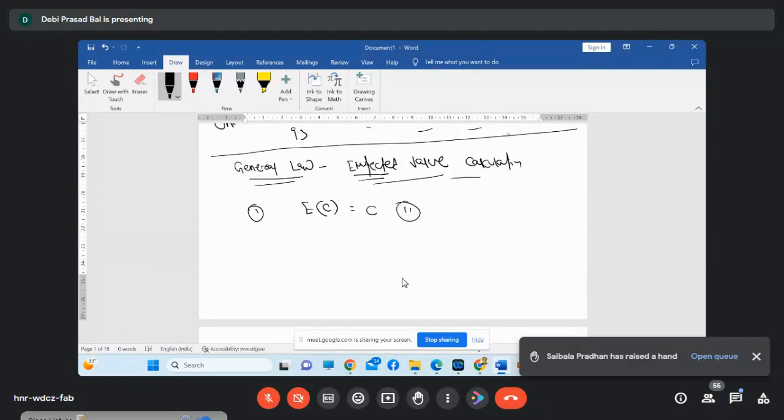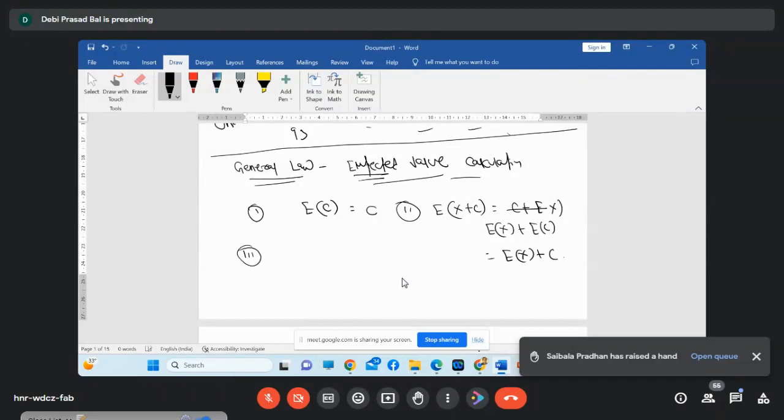Second law, that is the expectation of x plus c. How can I write this? c plus expectation of x. Or in other words, I can write expectation of x plus expectation of c, which is nothing but the expectation of x plus c. Are you with me, right? Yes, sir.